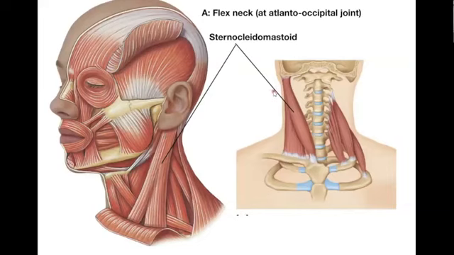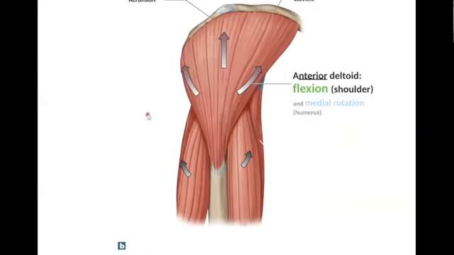sternocleidomastoid. Occasionally, the names will reflect their origins and insertions. So remember we said down here, here's your sternum, here's your cleido or clavicle, and this is the origin. They're moving up toward the mastoid process, so your sternocleidomastoid muscle. When it contracts, it's going to flex your neck. It's going to bring your head toward the front of your body right there.